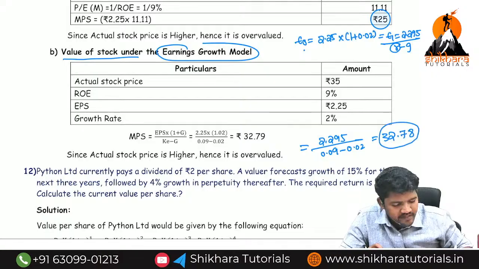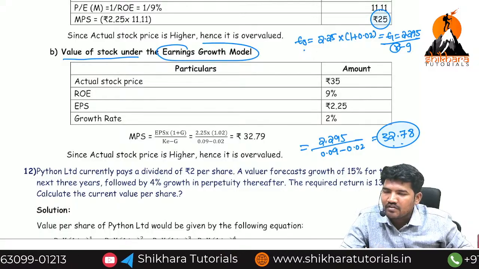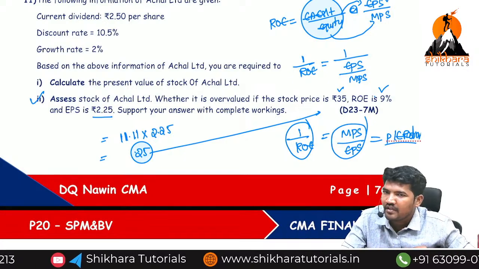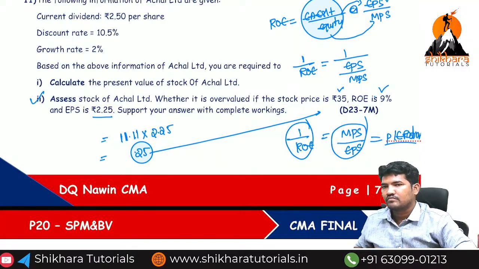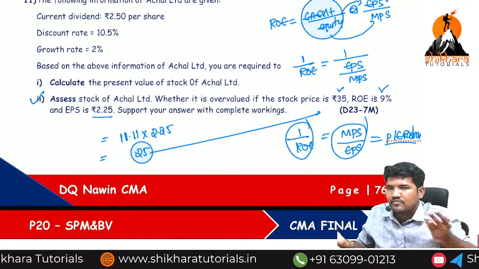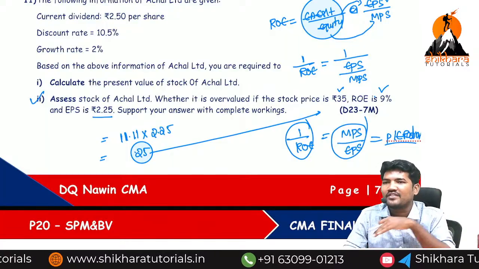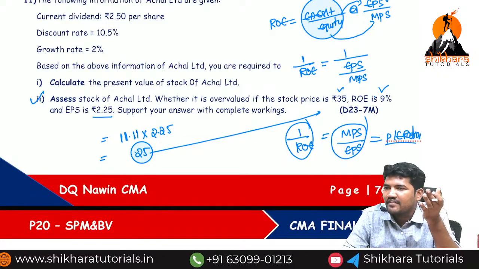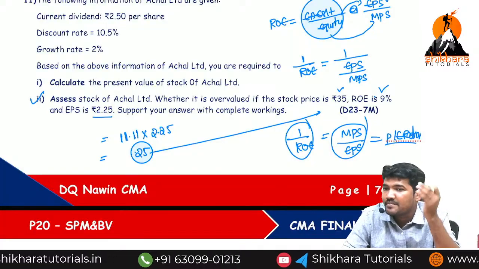32.78. What is your capability? 32.78. Yes or no, sir? But what is the actual price in the market? 35. Are you capable to buy or not? Not capable, overvalued. If it's overvalued, are you ready to buy or not? In both cases, the share price is overvalued. These concepts are not explained by the question. Are you clear? These are hidden concepts they have given. They're checking your capability, your knowledge, and the MPS point of view.